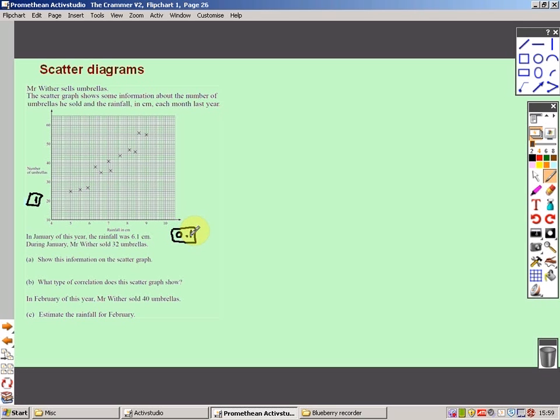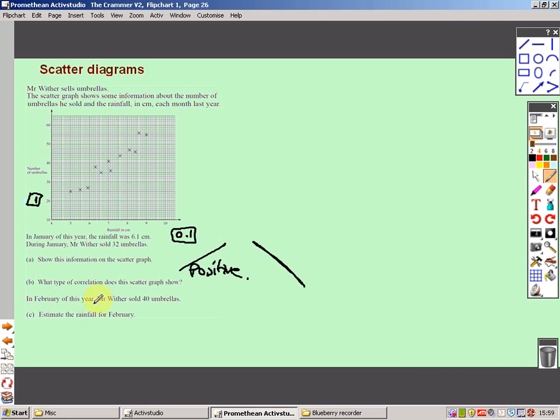In January this year, the rainfall was 6.1, sold 32 umbrellas. You're going to have to put a point. You can do that. Just make sure you get your two scales right. What type of correlation does it show? Positive. Don't worry, if it was going down that way, it'd be negative, but it's going up, so it's positive.